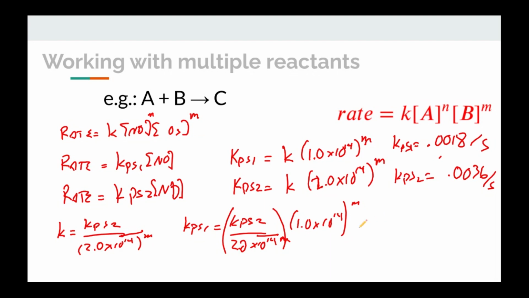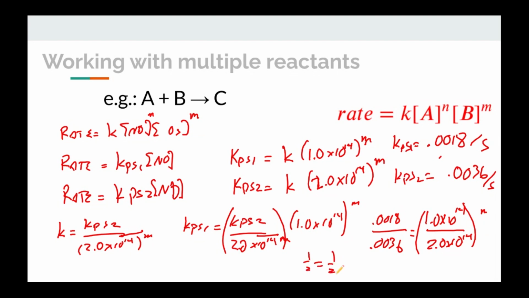Rearrange. Kps1, first of all, was 0.0018. Kps2 was 0.0036. And 1.0 times 10 to the 14th over 2.0 times 10 to the 14th, both raised to the m power, is going to give us 1/2 equals 1/2 to the m. So m equals 1. So that means that this is first order in O3.